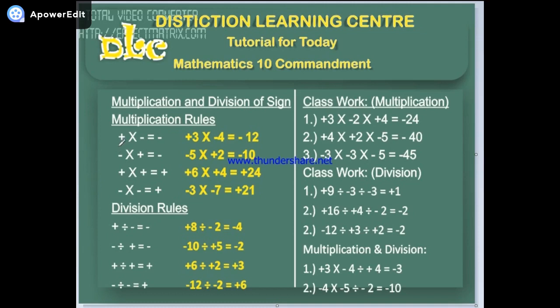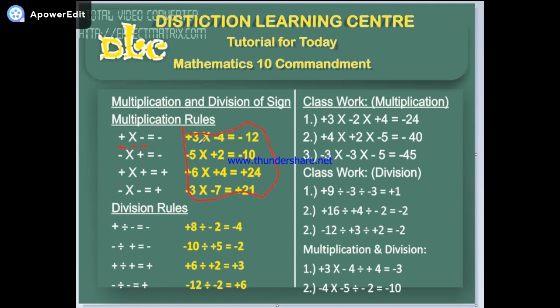Multiplication rules are plus times minus, which is equal to what? Minus. And also minus times plus is equal to minus. Plus times plus is equal to plus, and minus times minus is equal to plus. So there are a series of examples that are attached to these particular rules. Now, this is what we are going to do. Let me explain how we arrived at this answer in these particular questions below.